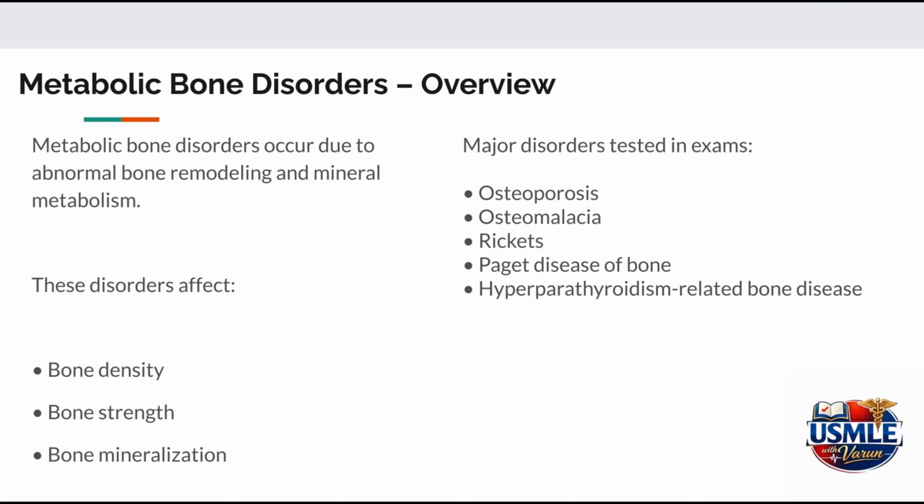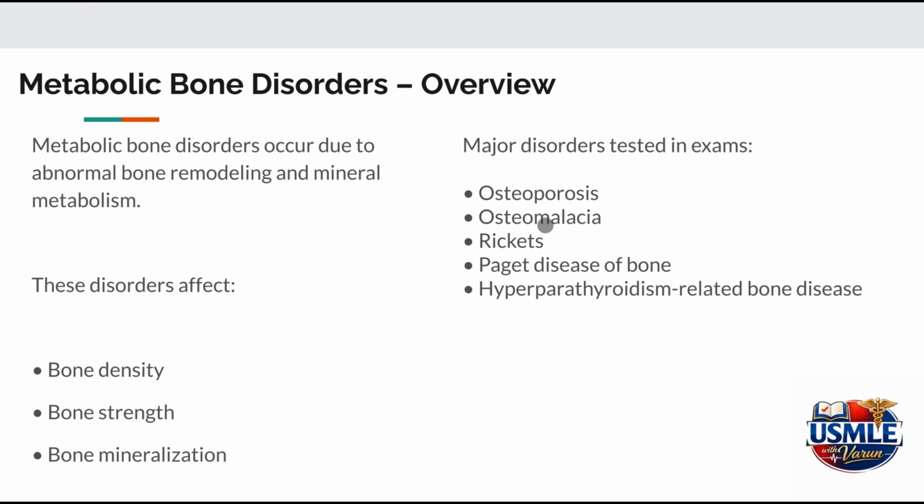Now we move to the final lecture of the musculoskeletal system series, the metabolic bone disorders. Metabolic bone disorders occur when there is an abnormal balance between bone formation, bone resorption, and mineral metabolism. So these disorders affect bone density, bone strength, and mineralization of the bone matrix.